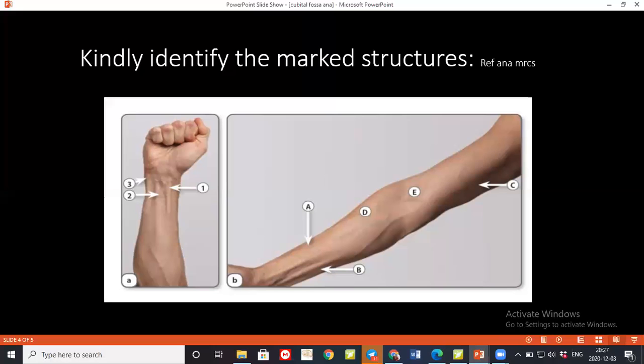is showing a superficial vein, the radial vein. That's D. Then E is showing a cephalic vein, and C is showing a basilic vein. All right, we'll discuss this. Can you tell me at position E, what is the name of the vessel which is cannulated? That's the median vein.